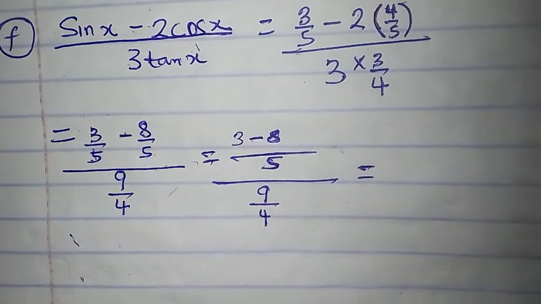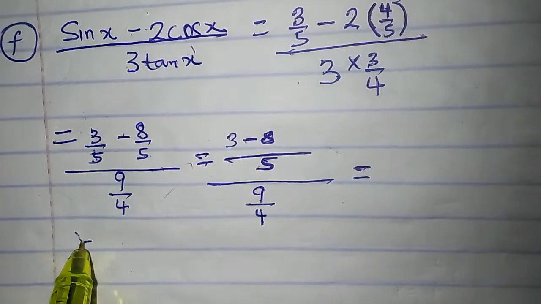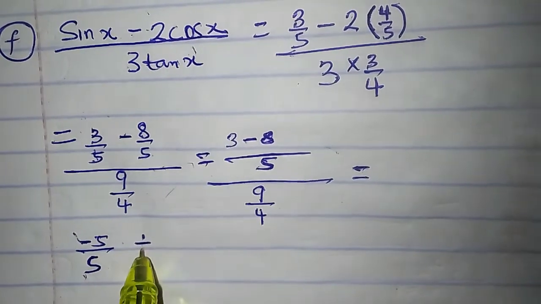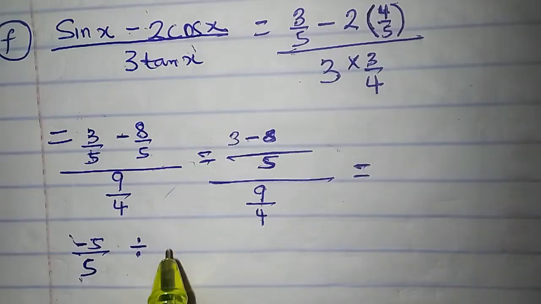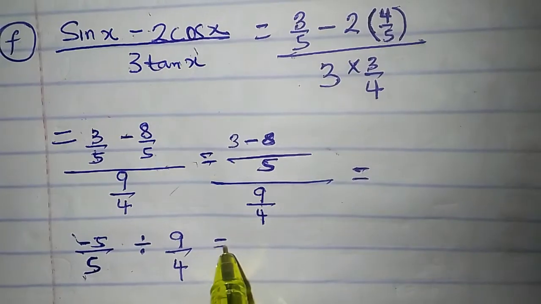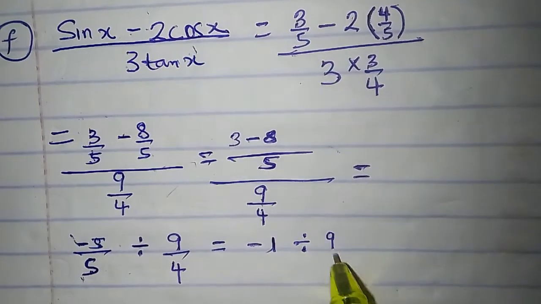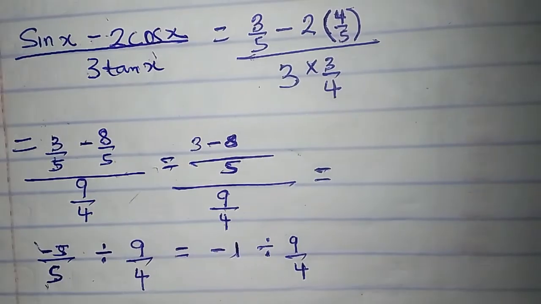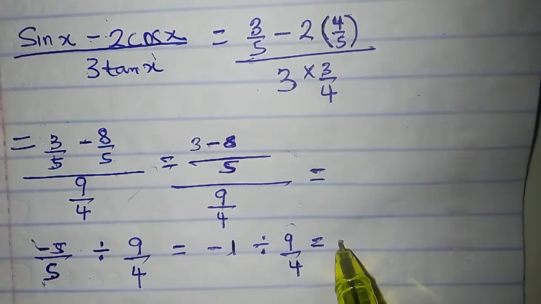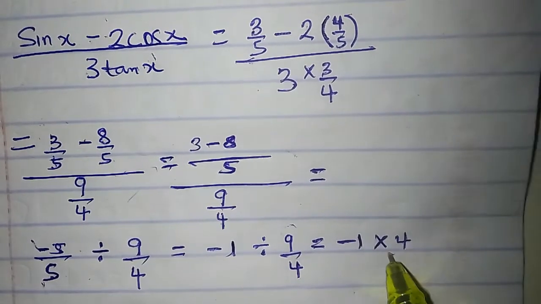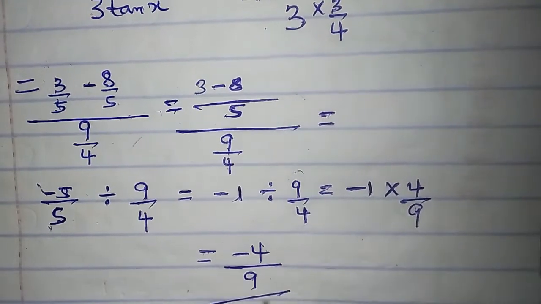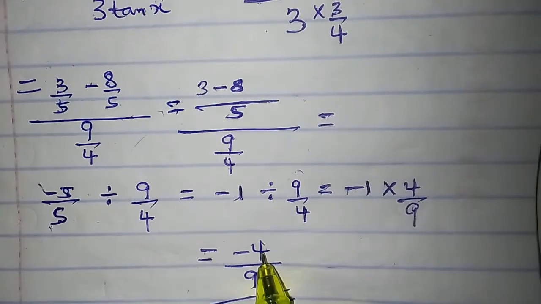3 minus 8 is minus 5. Minus 5 all over 5, then divided by 9 over 4. Minus 5 over 5 is minus 1, divided by 9 all over 4. That division will turn to multiplication, and I will reciprocate this fraction. So that will be minus 1 times 4 all over 9, which is equal to minus 4 over 9. Minus 1 times 4 is minus 4.